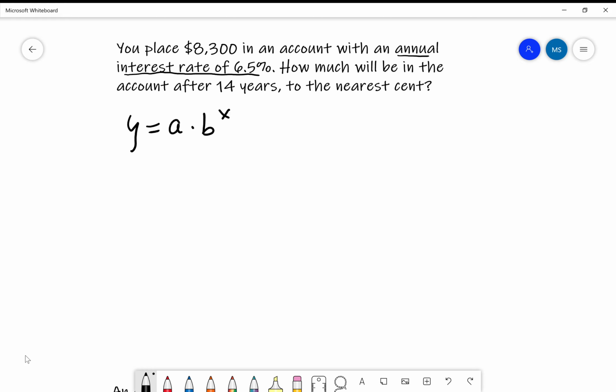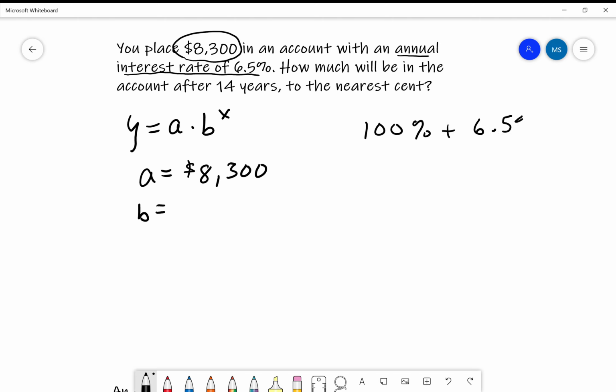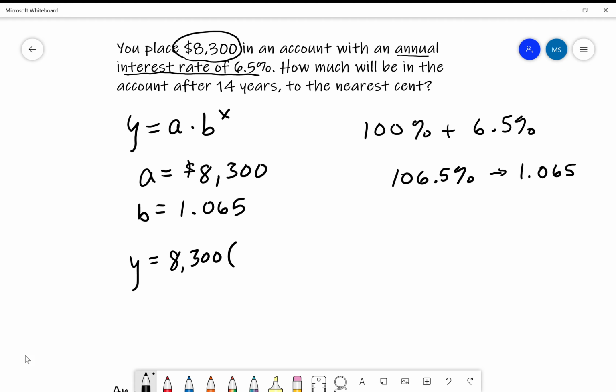Y equals a times b to the x again. What's our a? What's our b? The a shouldn't be too bad to find, right? That's what we're starting with, the 8,300. Now, because this is interest, we are gaining this. That 100% is being increased by 6.5%. We get 106.5%, and then again, we convert that to a decimal, 1.065. So we get 1.065 for our base there. Now we just directly plug those pieces in. 8,300 is the A, 1.065 is the B to the X.